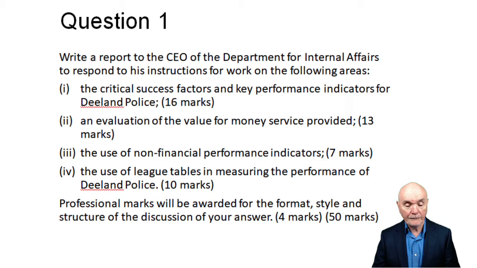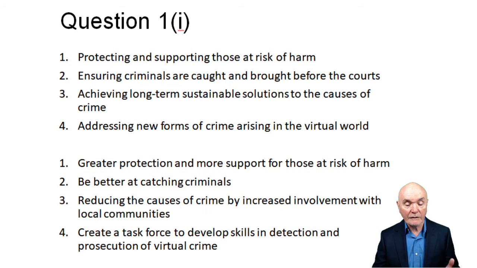So back to part 1, critical success factors and key performance indicators, and this refers us back, we will have read the question by now, to something which is in the question. And basically what they've had before for the critical success factors, or key areas for action as they call them, the four at the top: protecting and supporting those at risk of harm, ensuring criminals are caught and brought before the courts, achieving long-term sustainable solutions to the causes of crime, and addressing new forms of crime arising in the virtual world. In other words, cybercrime.